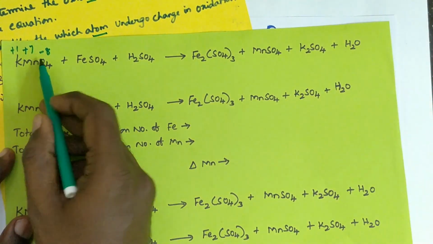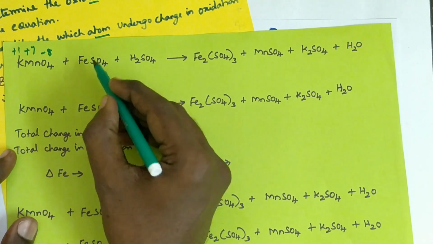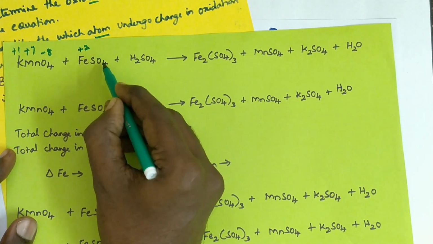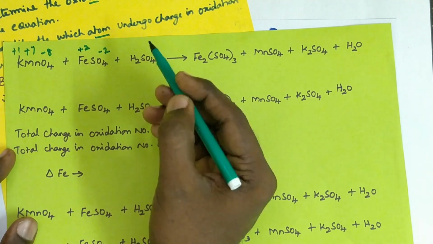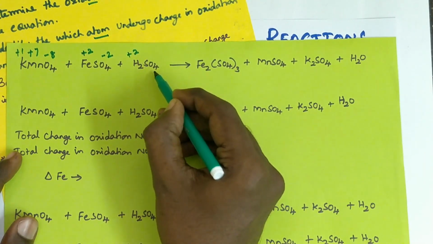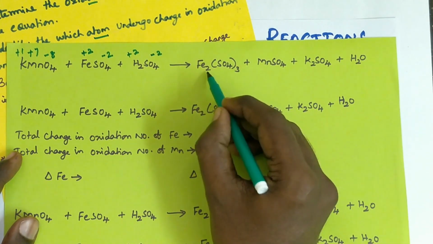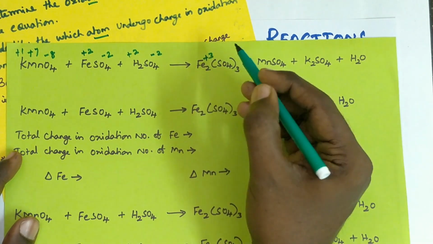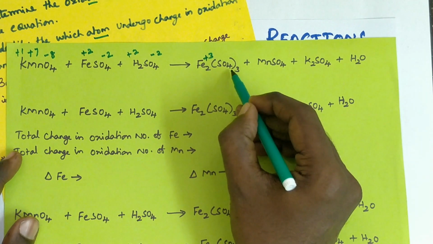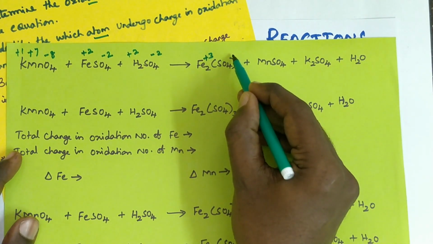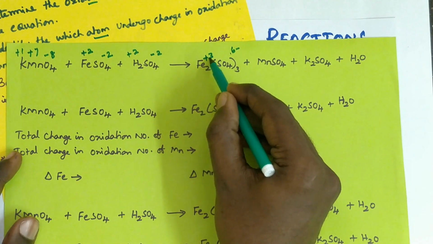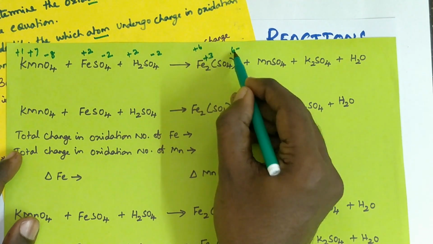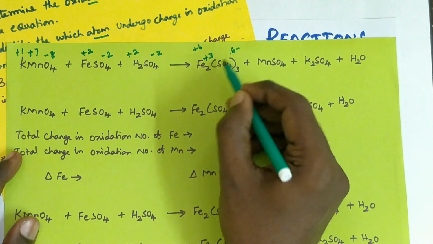So manganese is +7. We already know that in FeSO4, iron is in the +2 oxidation state, since SO4 is -2. In H2SO4, hydrogen is +1, here 2 hydrogens so +2, and sulfate is -2. In Fe2(SO4)3, the oxidation number of iron comes out as +3; try it as homework. SO4 is 2 minus, so 3 into 2 is 6 minus, and 2 into 3 is 6 plus, so the molecule becomes neutral.